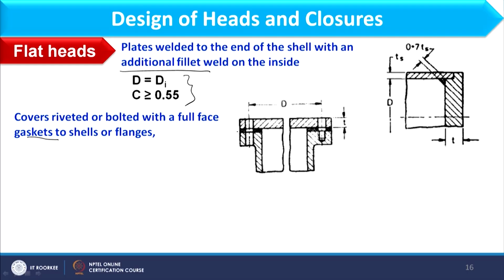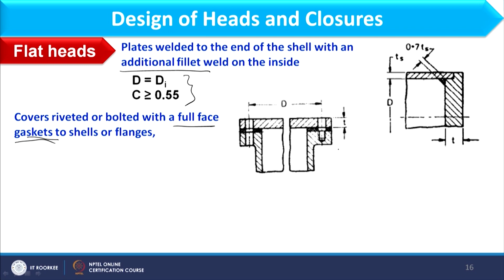So here in this diagram you see one section of a flange, and over this we have a flat head. This flat head is connected to the flange. Now here you see a full face gasket. Full face gasket means this whole surface of the flange is covered with gasket.